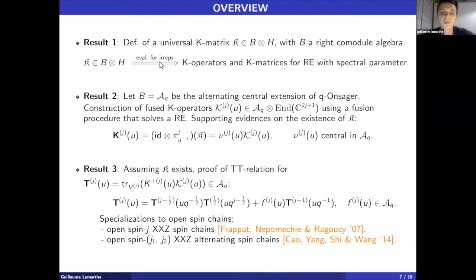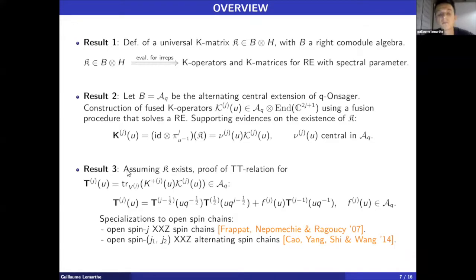Okay, so actually we got three results. So we have a definition of a universal K matrix K in B times H for B a right comodule algebra. And through evaluation for irreducible representation, we obtain some K operators and K matrices for a reflection equation with spectral parameter. Then we will construct fused K operators, the Kj of U, using a so-called fusion procedure that solves the reflection equation, and we'll give supporting evidence on the existence of such universal K matrix here.